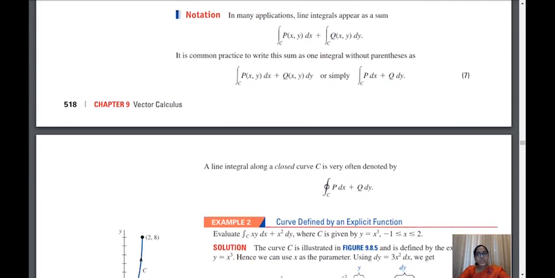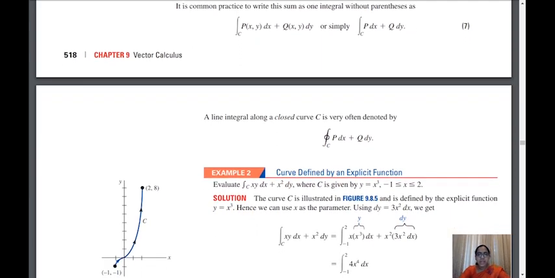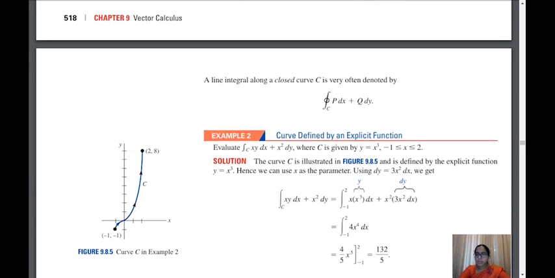And there is one more notation that you should keep in mind. When we have an integral over C with a circle over it, that means C is a closed curve. Now we all know what a closed curve is; we had discussed it in the first lecture of this section. A line integral along a closed curve is often denoted by the integral over C with a circle, P dx plus Q dy. So that is a notation you must remember.